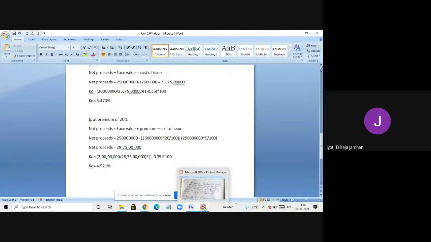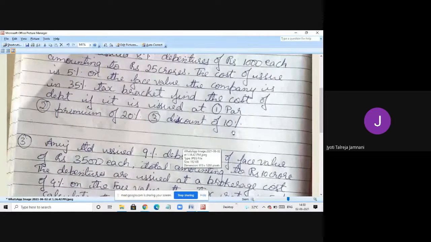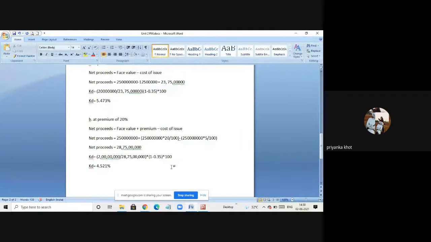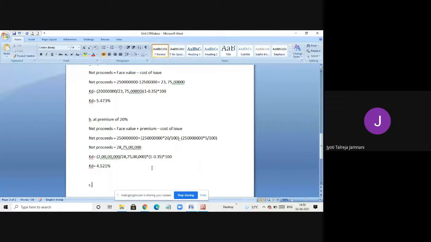The next is at a discount of 10%. 4.2 is answer, ma'am? 4.521. Any other answer you're getting? No, ma'am, we are getting the same. Part C is at a discount of 10%.